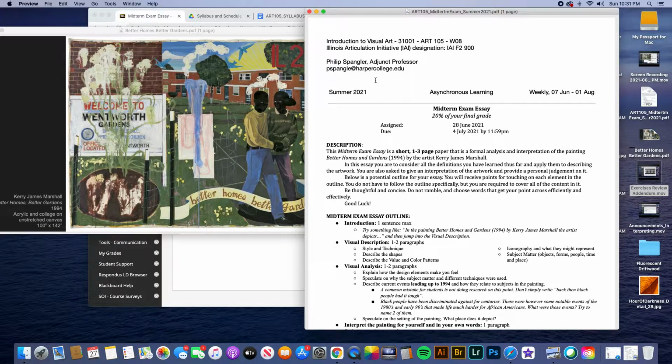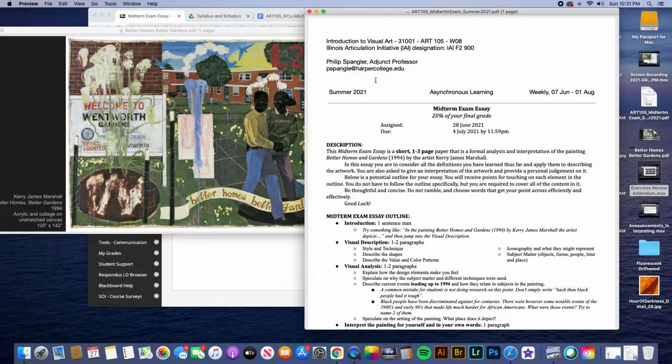In this essay, you are to consider all the definitions you have learned thus far and apply them to describing the artwork. You are also asked to give an interpretation of the artwork and provide a personal judgment on it. Below is a potential outline for your essay. You will receive points for touching on each element in the outline. You do not have to follow the outline specifically, but you are required to cover all the content in it. Be thoughtful and concise, do not ramble, and choose words that get your point across efficiently and effectively.